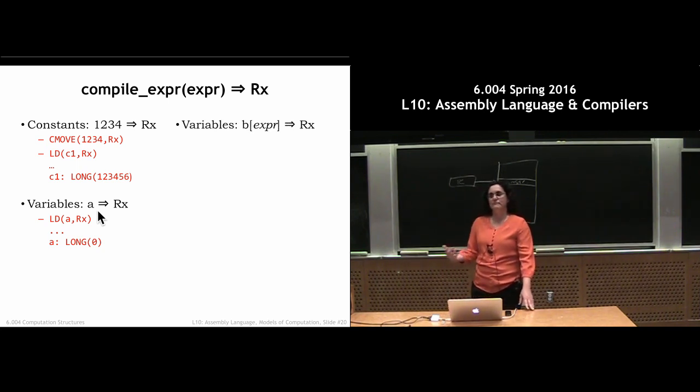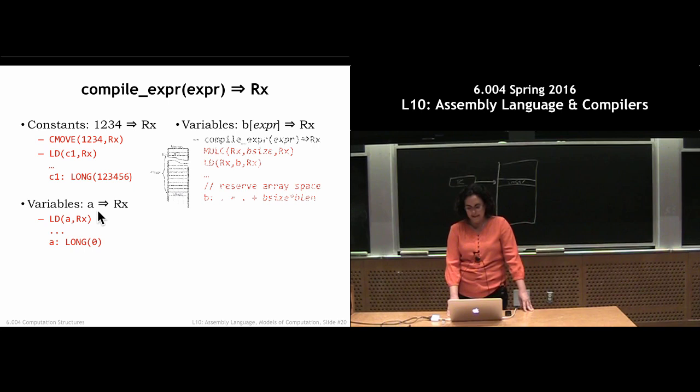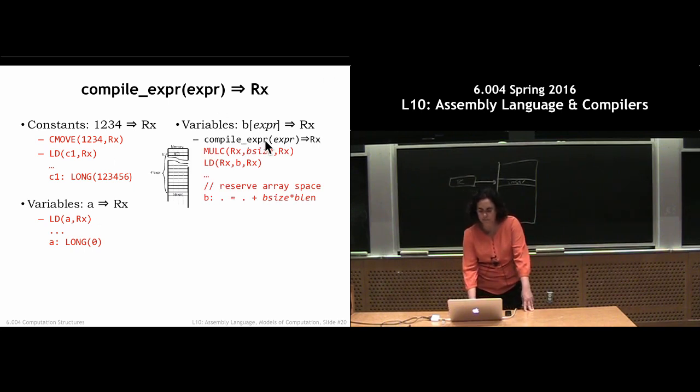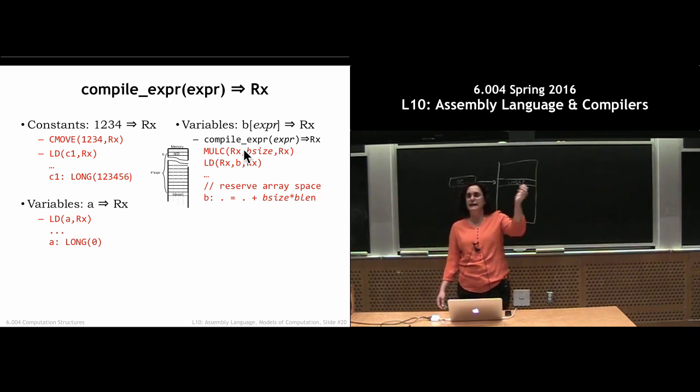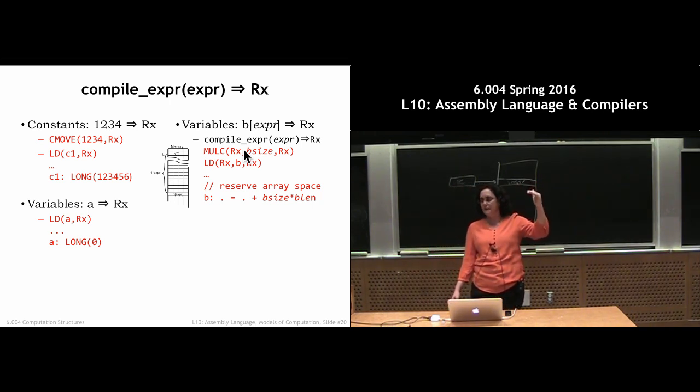In the case of an array element, it's a little bit more complicated in that I first have to run compile expression on this inner expression and get the value of this expression into a register so that I can make use of it. Once I've done that, the way that I access this array element is by multiplying this index, which I just computed, times the size of any element of my array. So if I want to access index 2, and there's 4 bytes per element, then that means I want to access the location that's 8 bytes away from the beginning of my B array.